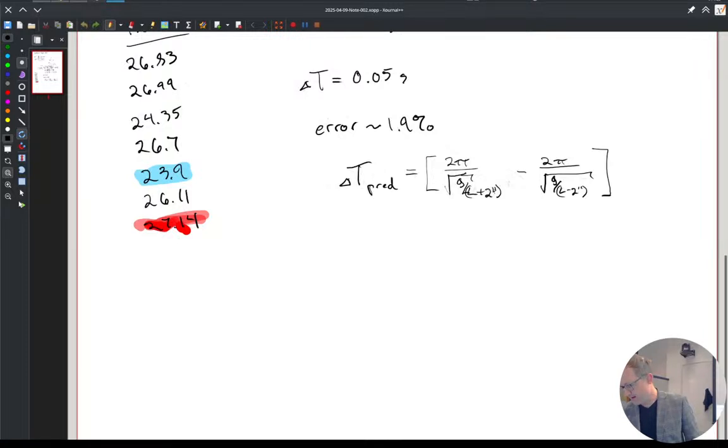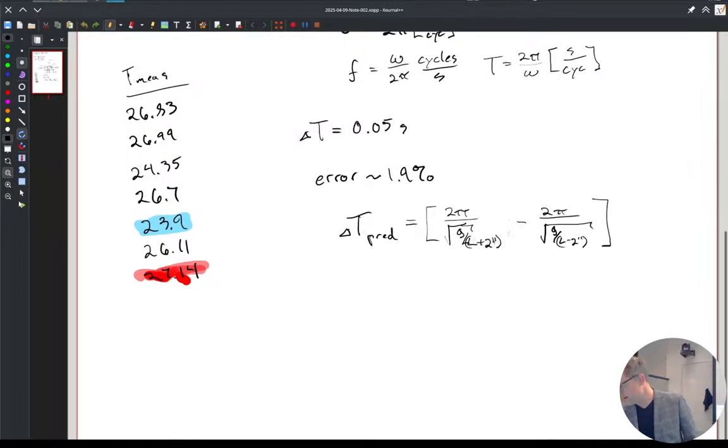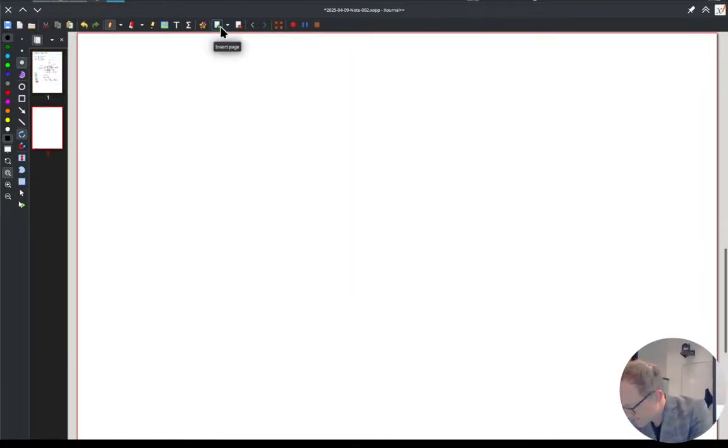And we had measurements there. What was the time period for the big pendulum? Didn't we figure out it was like 5.7? Yeah, I had between 5.7 and 5.8. So 5.7.